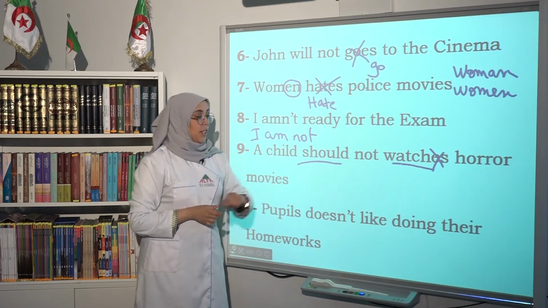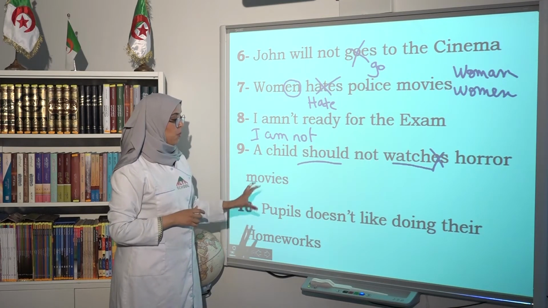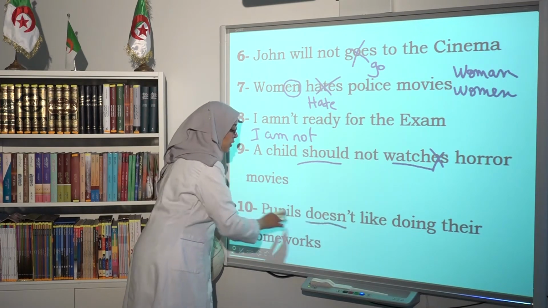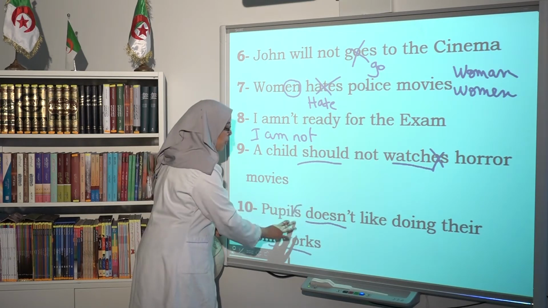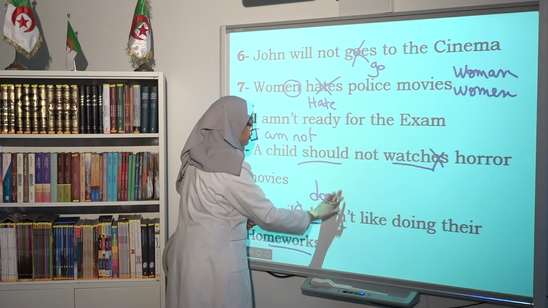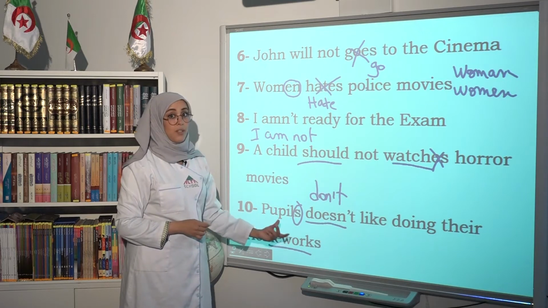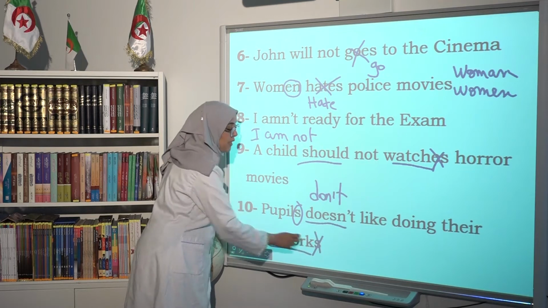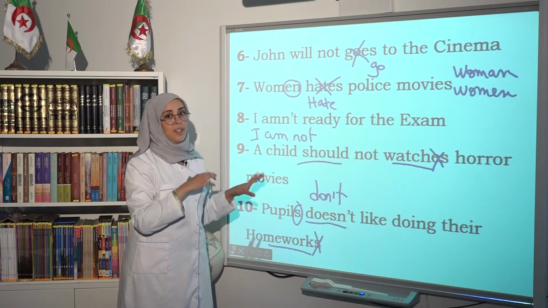Pupils does not like doing their homeworks. In this sentence, we have two mistakes. The first one is this one. The second one, homeworks. Pupils, it's in the plural form. So I should say, don't. Pupils don't like doing their homework. Homework doesn't take an S because it's already in the plural form. So I drop the S.